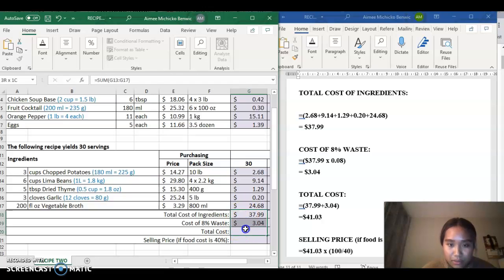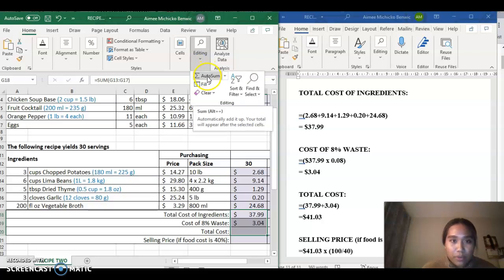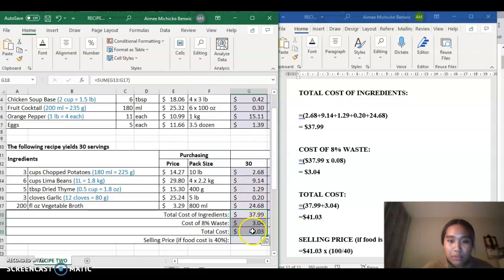So to get the total cost, just add them up. I'll just auto sum again, the total cost and then the cost of waste, and that gives us $41.03. So to get the new selling price, the total cost multiplied by 100 divided by 40, because 40% is the food cost, and that gives us $102.56.